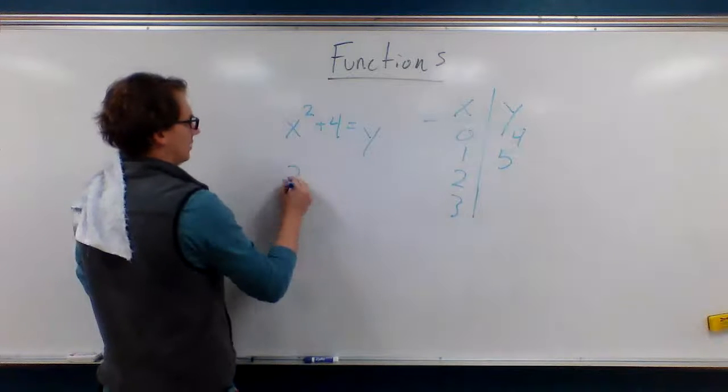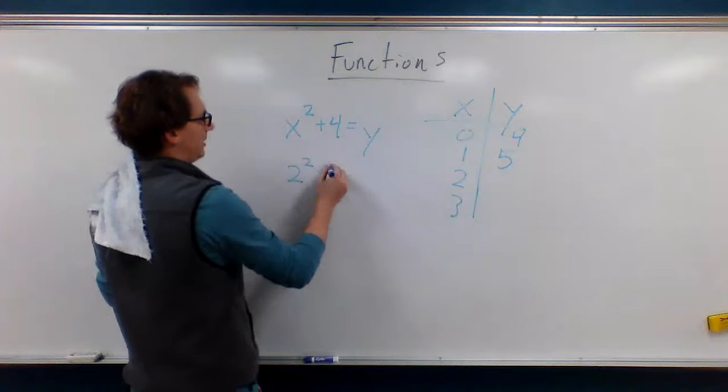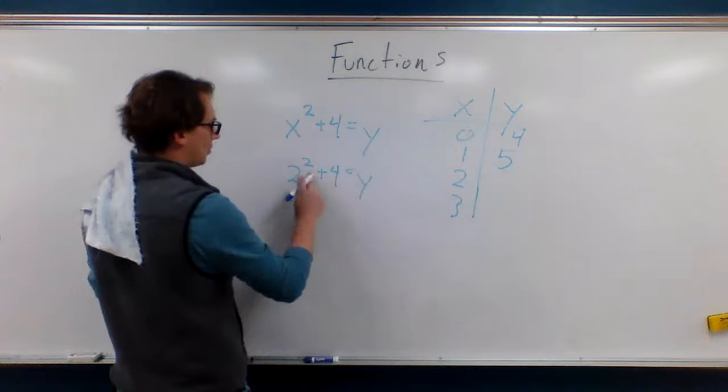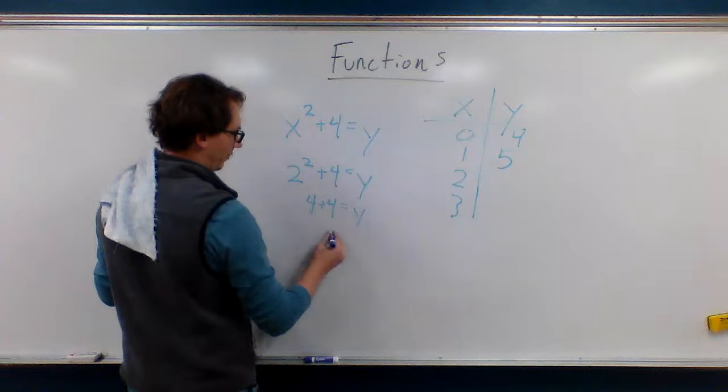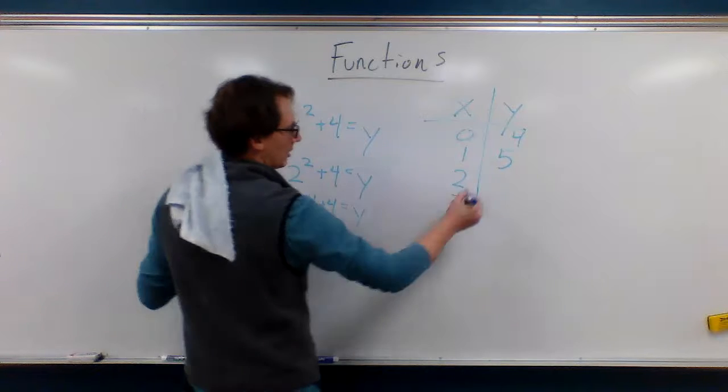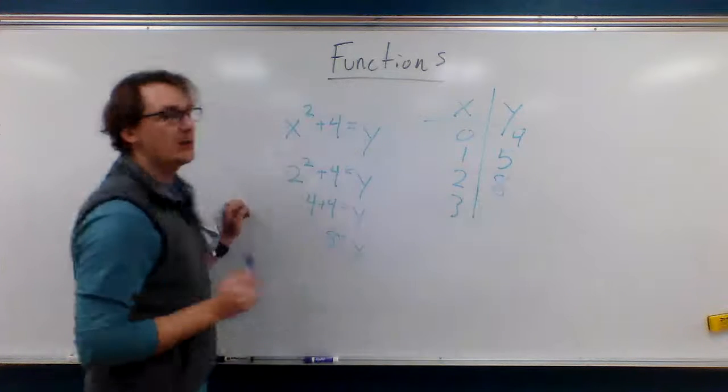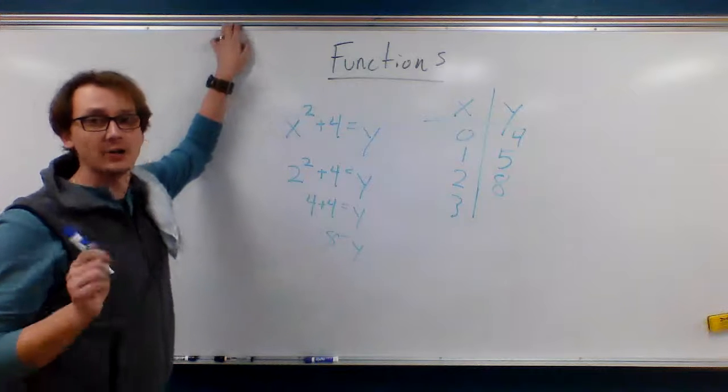Let's plug in the 2. 2 squared plus 4 equals y. 2 squared is 4, plus 4 equals y. 4 and 4 are 8. Now we've increased by a different amount, and that pattern is gone.